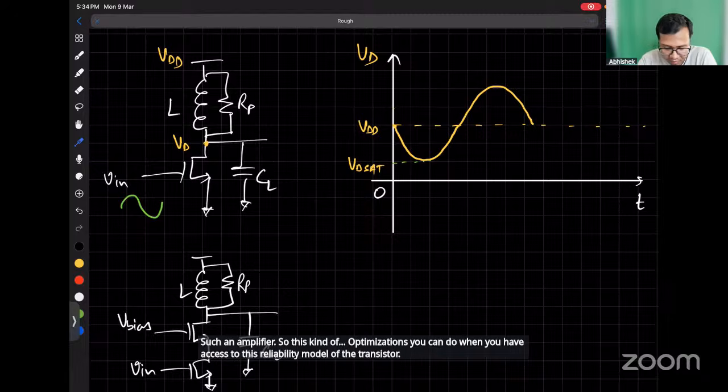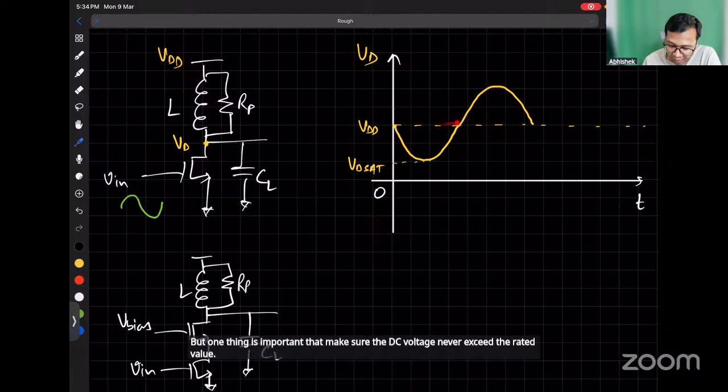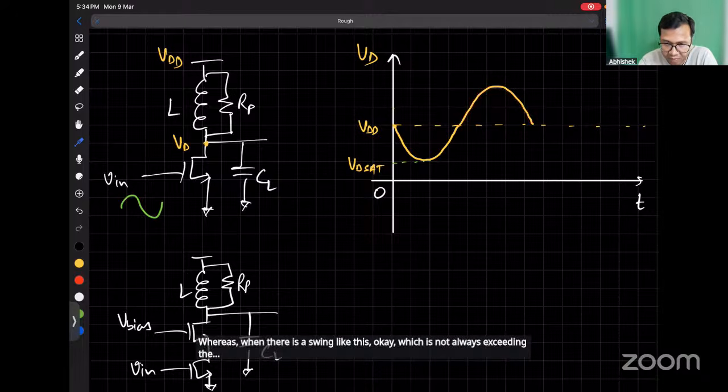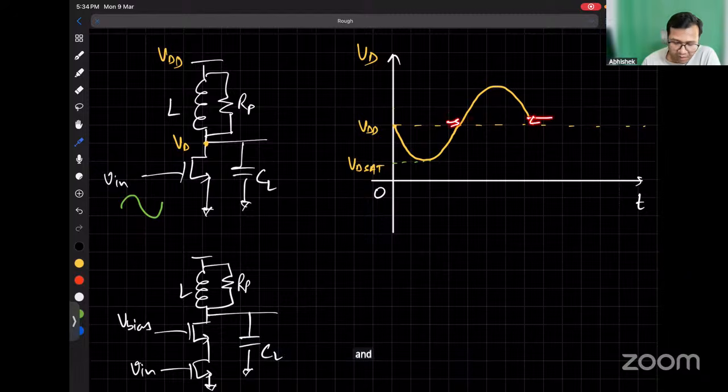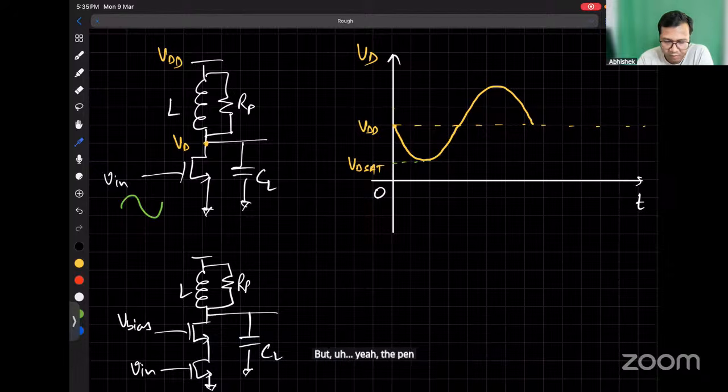But one thing is important: make sure the DC voltages never exceed the rated value. Whereas when there is a swing like this, which is not a 100% increase in the voltage between the terminals, in such a scenario it is possible to exceed the rated voltage for some amount of time, with some lower duty cycle. But the penalty is going to be in terms of the overall lifetime. I hope this part is clear.